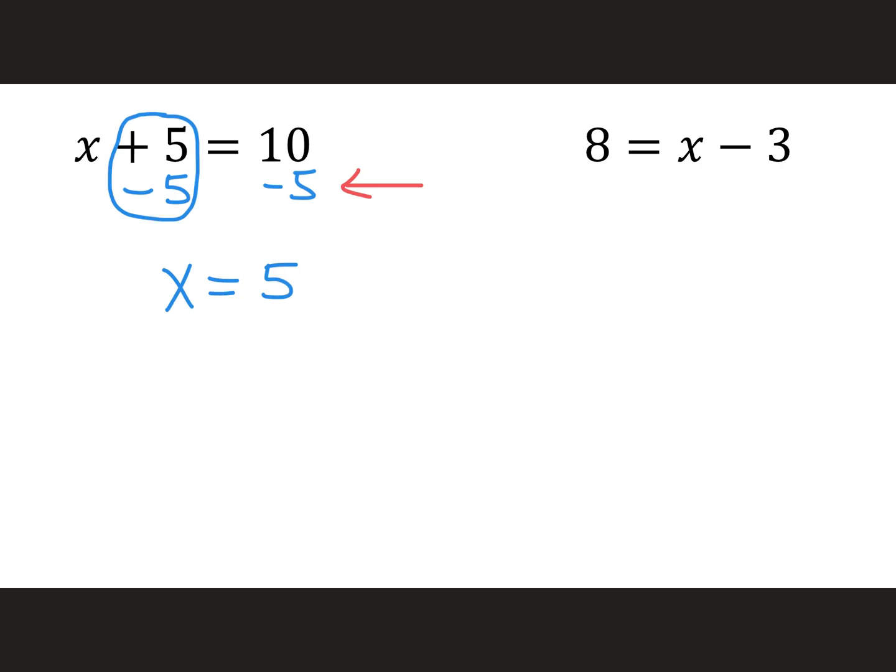All right, let's look at the next one. And again, the whole goal is to get x by itself. And in this case, the x is on the right-hand side. So let's see who's with x. The negative 3. Well, what's the opposite of a negative 3? A positive 3. So again, I'm going to do it this side. Those two are going to basically cancel each other out. But whatever I do to one side, I must do to the other. And so 8 plus 3 is 11. 11 equals x, and I am done.